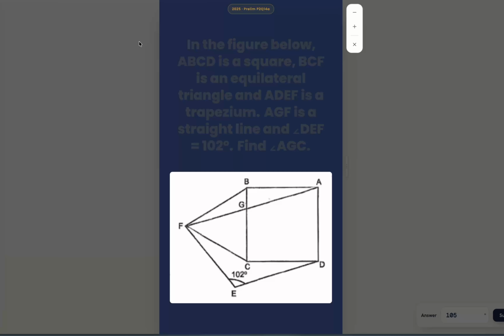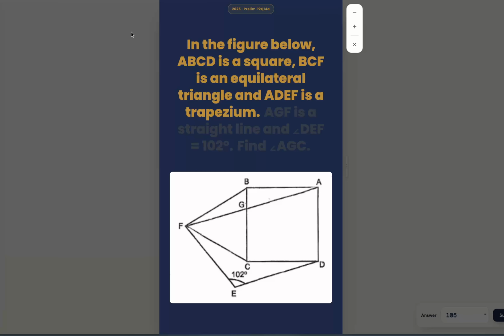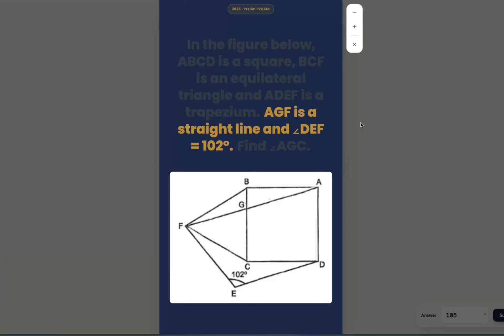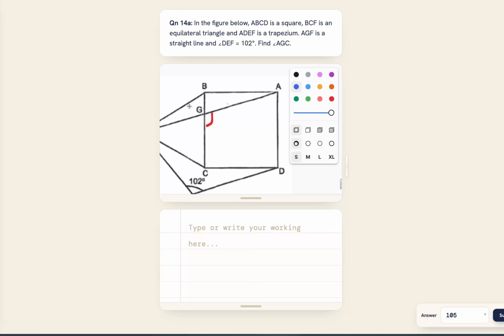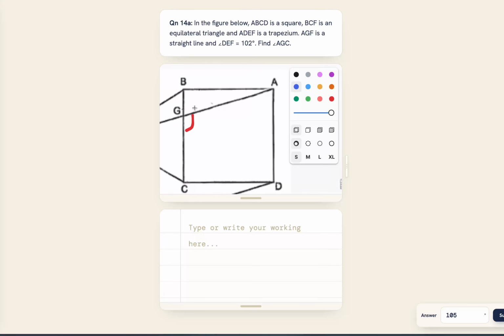Question 14, part A. In the figure below, ABCD is a square, BCF is an equilateral triangle, and ADEF is a trapezium. AGF is a straight line, and angle DEF is equal to 102 degrees. Find angle AGC. So angle AGC will look something like this. How do we get angle AGC? Just using words, angle AGC is basically 180 because this is a straight line like this. So 180 minus angle BGA, which is this angle over here.